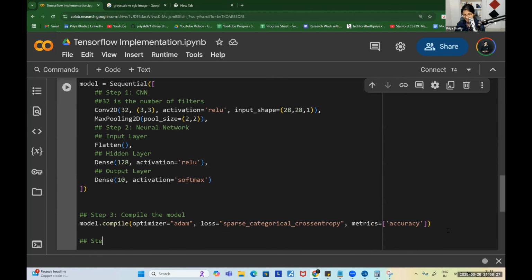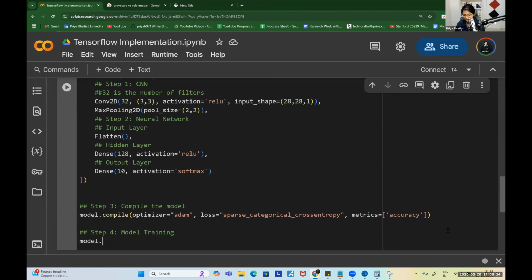Because we need to train our model, step number 4 is model training, where you have to apply model.fit. Mention your training set, x_train and y_train, and how many times you want to do training, epochs. Let's say I am mentioning 5 over here. And then the validation data, to check whether your work is fine, is our testing set, x_test and y_test.